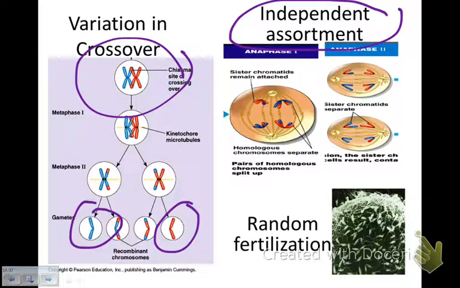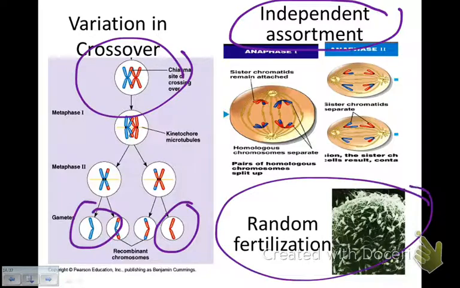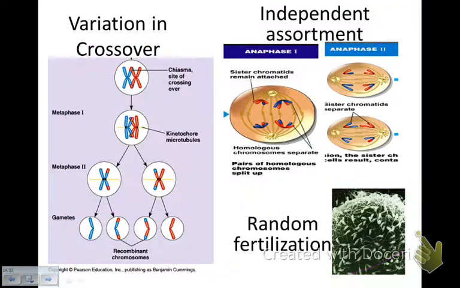And then the third thing is random fertilization or even random mating. One egg is going to drop every month, and one sperm is going to get inside the egg. Which one? That's random. Who the mate is, that may be random. So you want to know that these are the three things that lead to variation because of sexual reproduction: crossover, independent assortment in anaphase 1 and 2, and random fertilization.